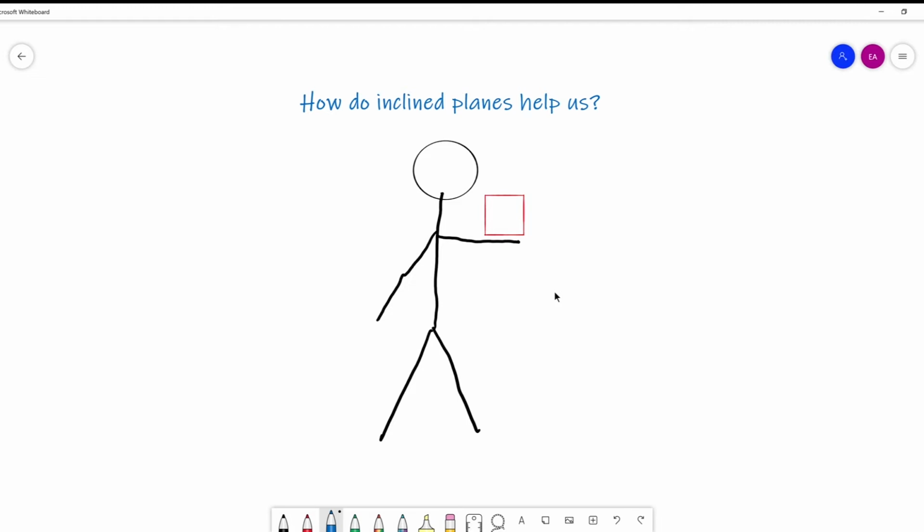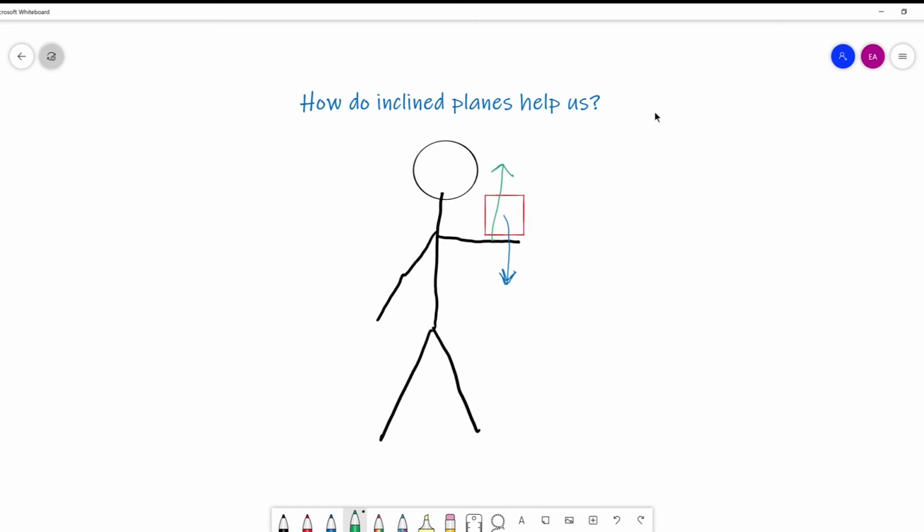And what forces are in play here? Well, first, there's the force of gravity. Gravity is always going to pull the box towards the ground. So we can mark it with a down arrow, just like this. So to stop the box from hitting the ground, the stick figure needs to apply a force upwards so that gravity doesn't pull it all the way down. And we'll indicate that with a green arrow going up.